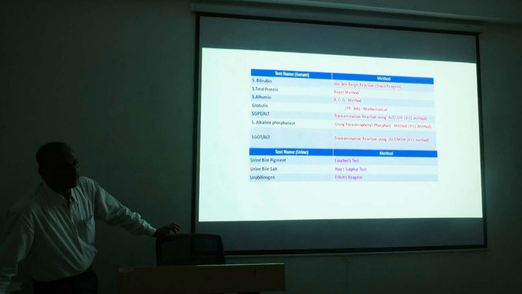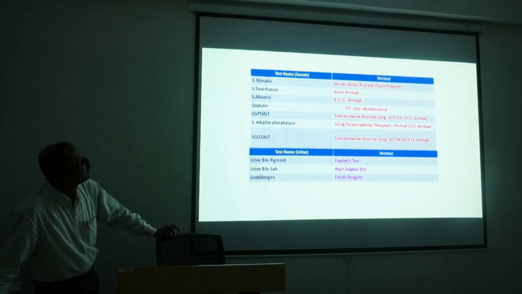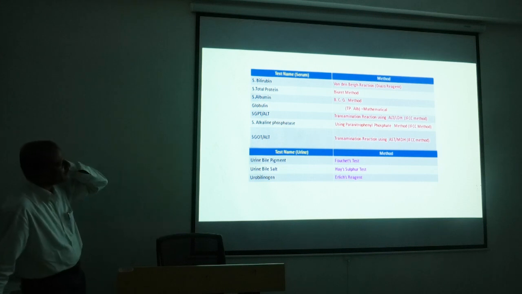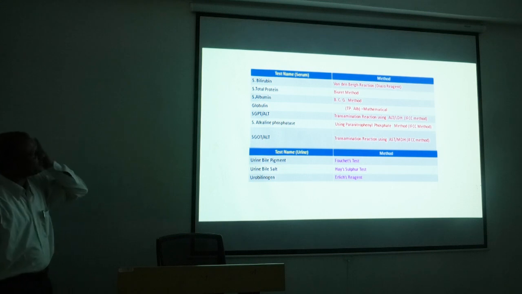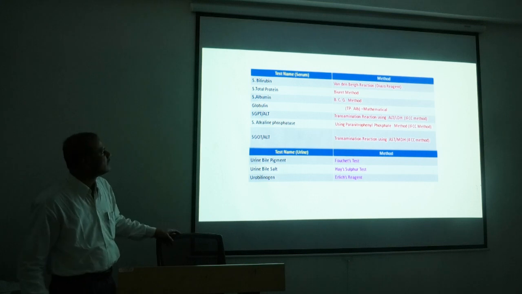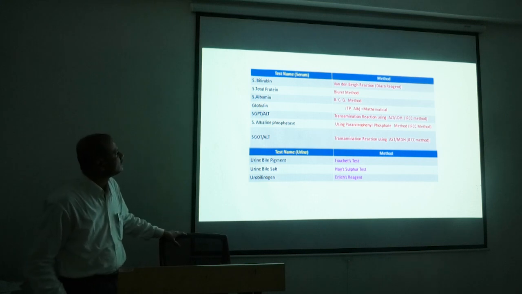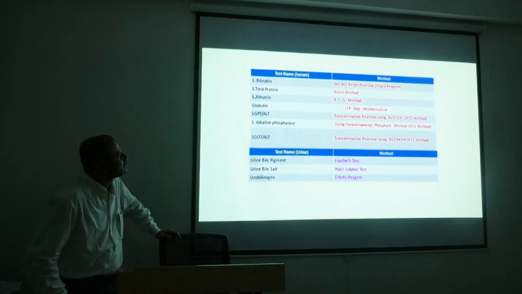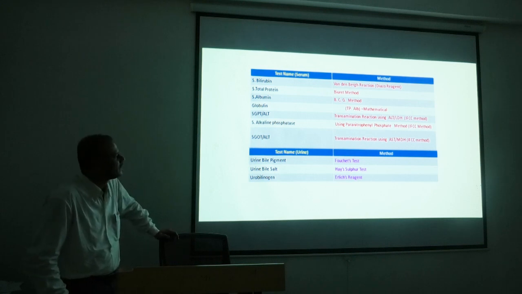Total protein is done by the Biuret method. Have you done total protein in the class? No? Okay, just note it down. Albumin is done by the BCG method. The globulin test is actually not done; it is a mathematical subtraction. From total protein, you subtract albumin, then you get globulin.